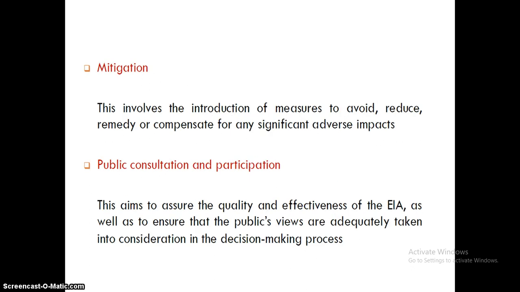Mitigation. This involves the introduction of measures to avoid, reduce, remedy or compensate for any significant adverse impacts. Public consultation and participation. This aims to assure the quality and effectiveness of the EIA as well as to ensure that the public's views are adequately taken into consideration in the decision-making process.